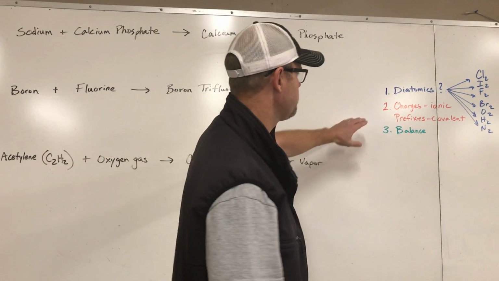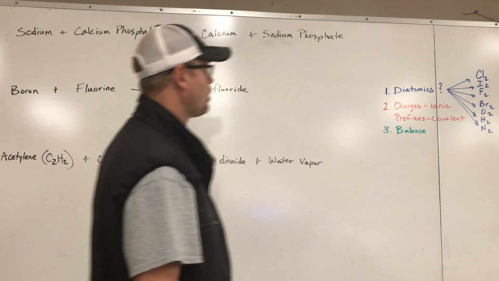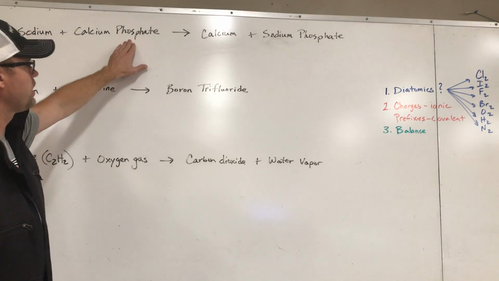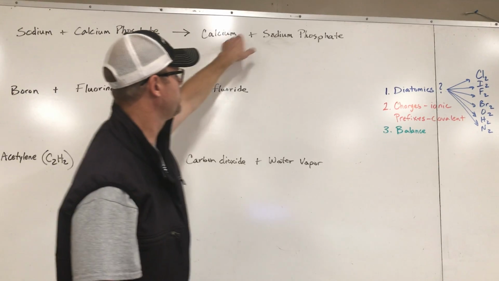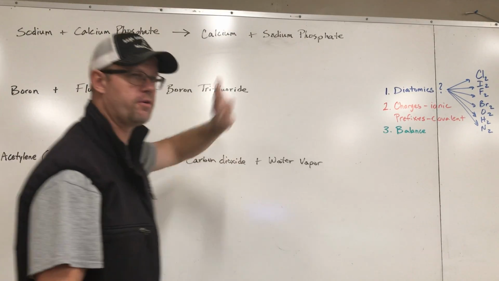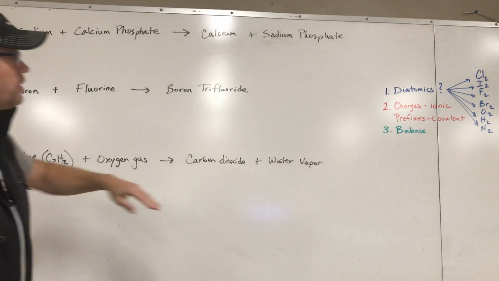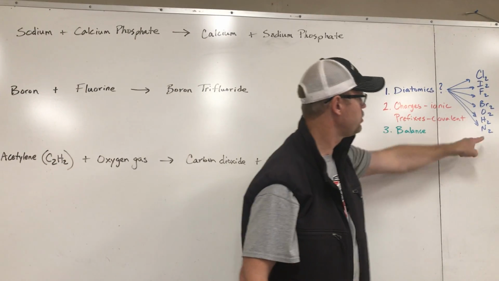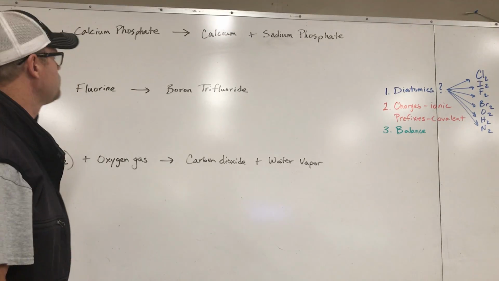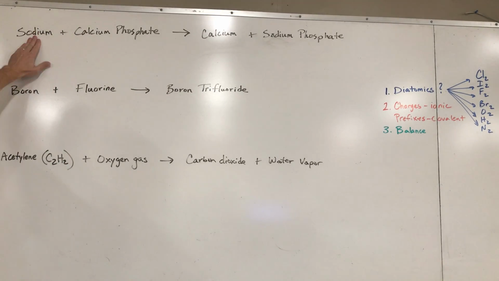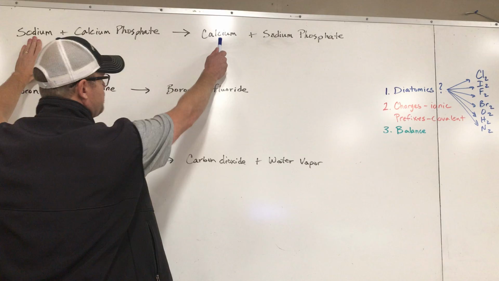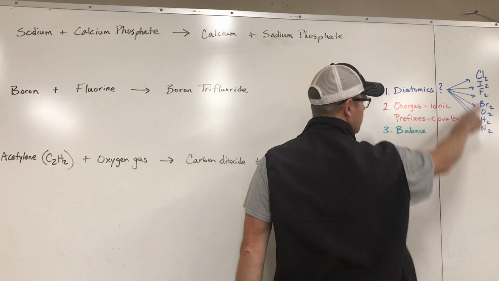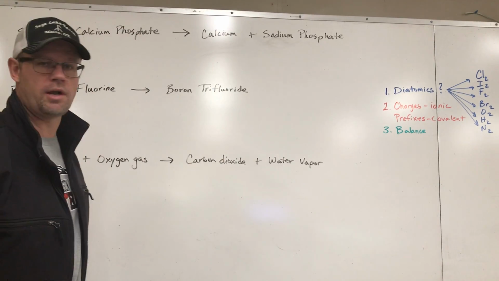So let's take a look at a few examples. We're going to start with what I have up here in blue. Sodium plus calcium phosphate yields calcium plus sodium phosphate. So we have 4 different things there. Now I'm going to look to see if there are any diatomic elements. I want to know if any of these 7 elements show up by themselves. The only things that are single elements are sodium and calcium. Those are both metals. Neither one of them is diatomic, so I have no diatomics to worry about.